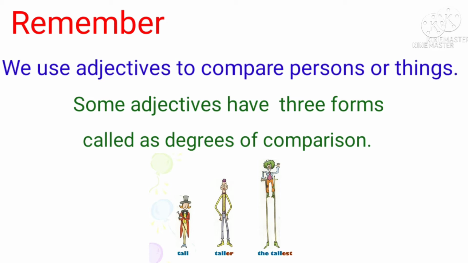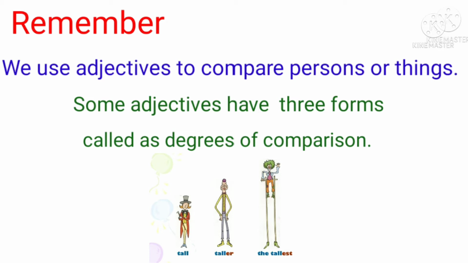So that process falls under degrees of comparison. Okay, I hope this point is clear to you. So dear students, in these sentences, the words tall, taller and tallest have been used as adjectives. Okay, and all three are different forms of the same adjective.